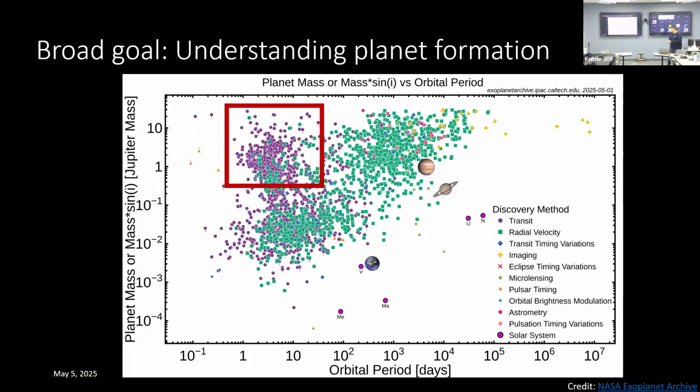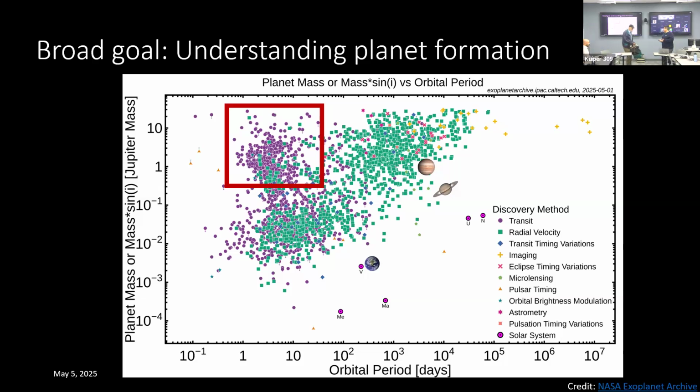I want to step back and put this in context: our broad goal with this multi-pronged approach, looking at this particular class of planet. In this case, these are gas giants orbiting M-dwarfs. I'll get more into why we're looking at them and why we're particularly interested in a few slides. But first, I just want to say we really want to understand planet formation in the context of our solar system.